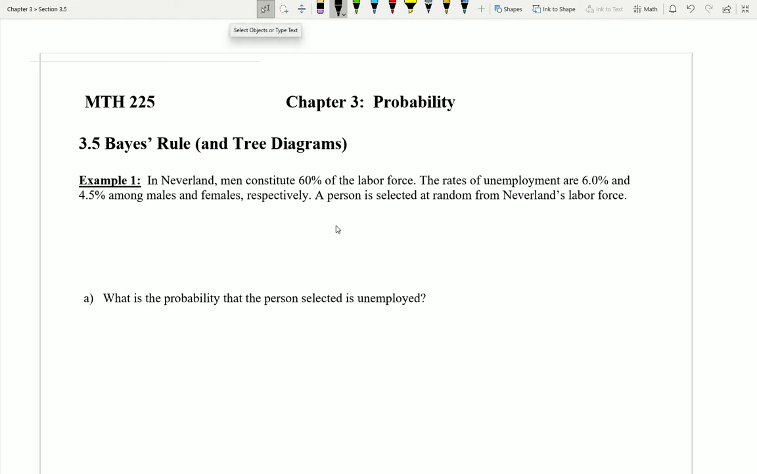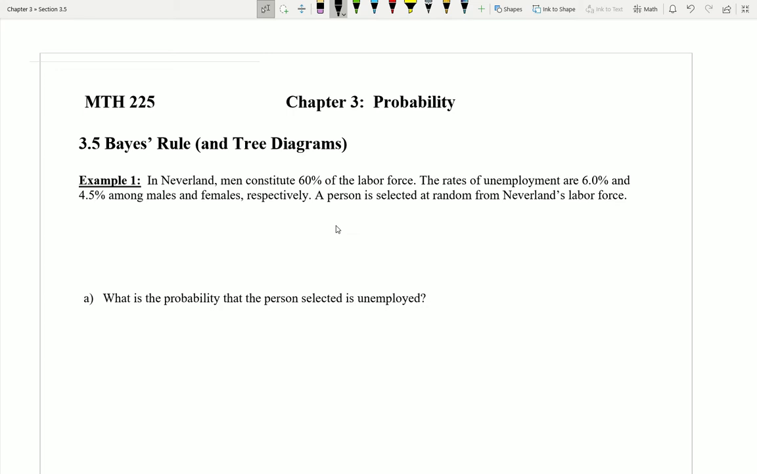Section 3.5 is going to be our last section here in Chapter 3. And we're going to learn about a couple new probability rules and, more importantly, a new organizational tool to help us try to display probability information to help easily answer some questions. Let's take a look at example 1 to get a sense of what we're working with here.